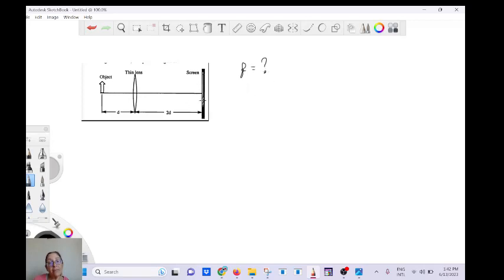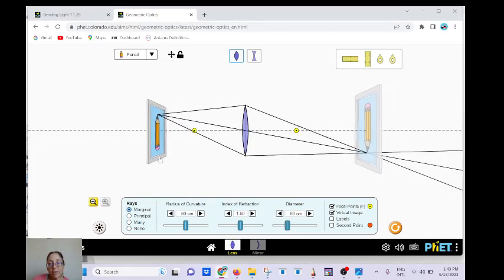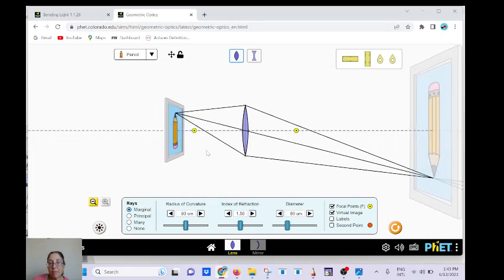So if it's real, that means the focal length is going to be positive, and the image here, if it can be displayed on a screen, that means it's real and upside down. So that means we have this situation here. So maybe it's going to be an image that's going to be enlarged. It's going to be real because it can be displayed on a screen, and it will be upside down.